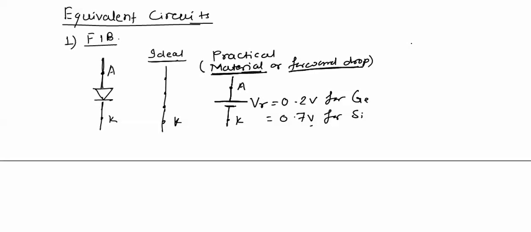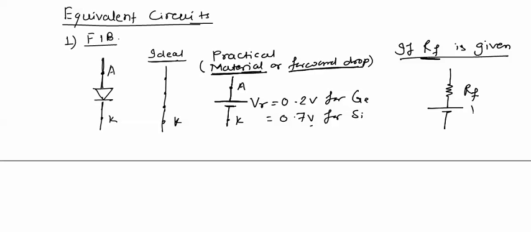Last case, in some cases, forward resistance of diode is also given. Means a diode is operating in forward bias and offering some resistance. Obviously, it will be very small, but if it is given in the problem, it should be considered in the equivalent circuit of diode, and diode will be replaced with this forward resistance RF and cut-in voltage V gamma. These are the equivalent circuits of a diode when it is biased in forward direction.